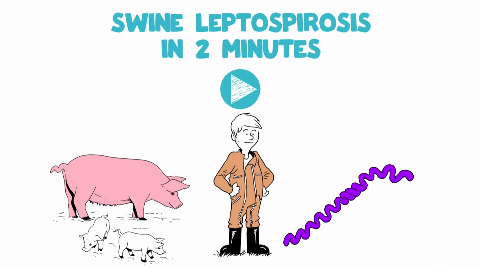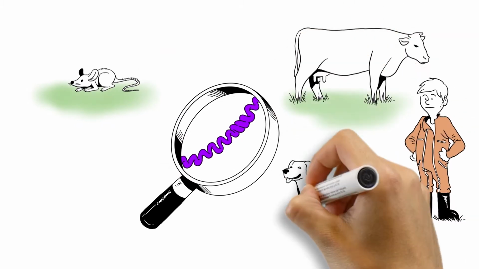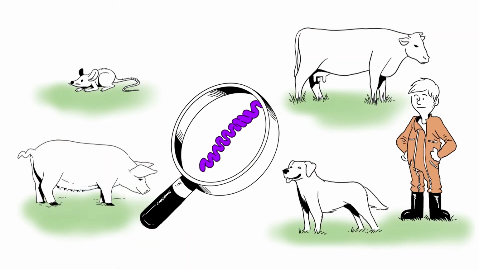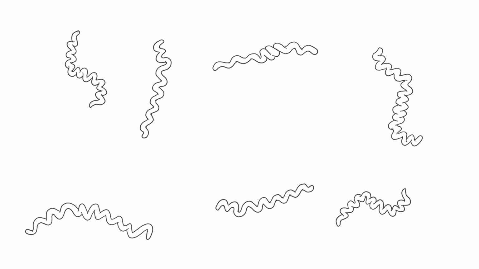What is leptospirosis? Leptospirosis is a bacterial disease. It affects many animal species, including pigs. There are around 220 different types of leptospirosis.